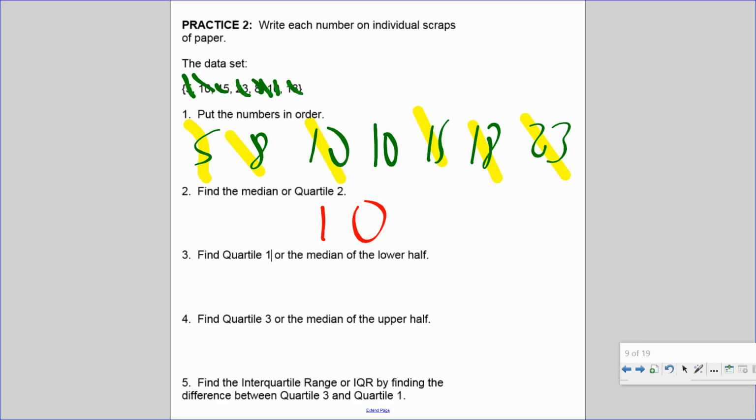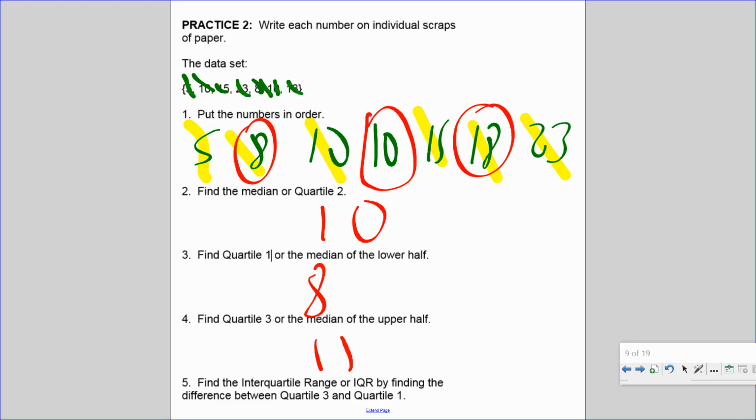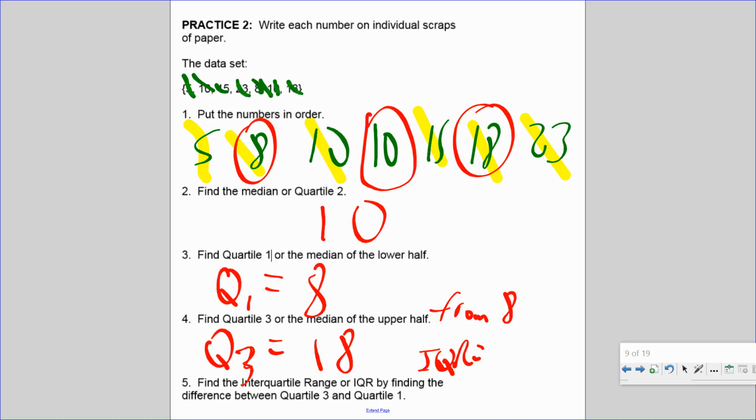Find quartile 1, or median of the lower half. So this is the median. So the median of the lower half must be 8. The median of the upper half must be 18. Find the IQR. So Q1 equals 8, Q3 equals 18. So the IQR is the difference from Q1 to Q3. So it's from 8 to 18, or a difference of 10.